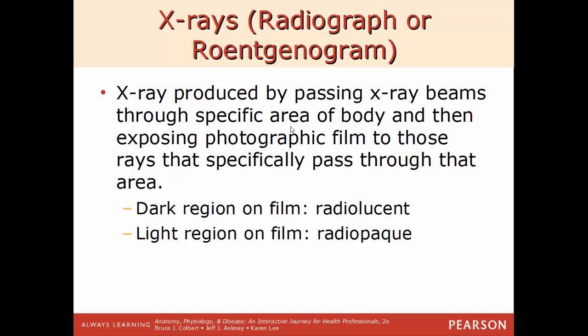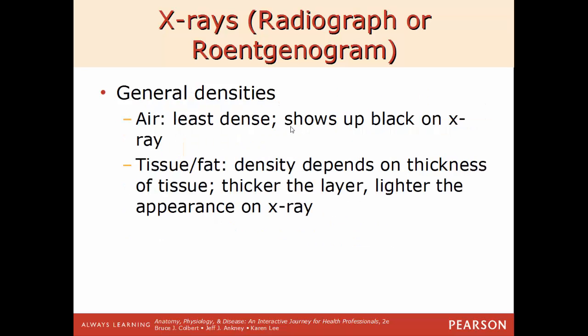Alright, going back to X-rays. These are produced by passing X-ray beams through a very particular part of the body, and then exposing that on photographic film. That's the standard black and white image that we've all seen to indicate what could be wrong in that particular area. The dark regions on that film are called radiolucent, and the light regions are called radio-opaque. Now you're able to tell some things such as general density just by looking at an X-ray.